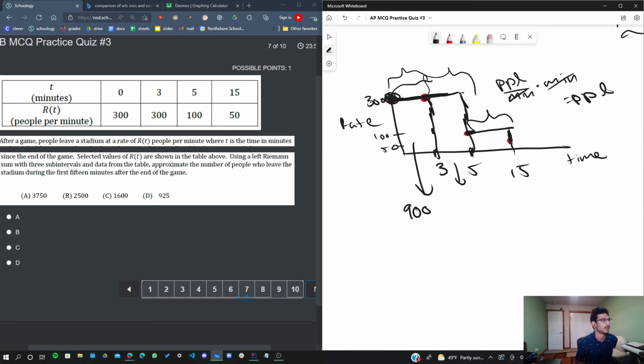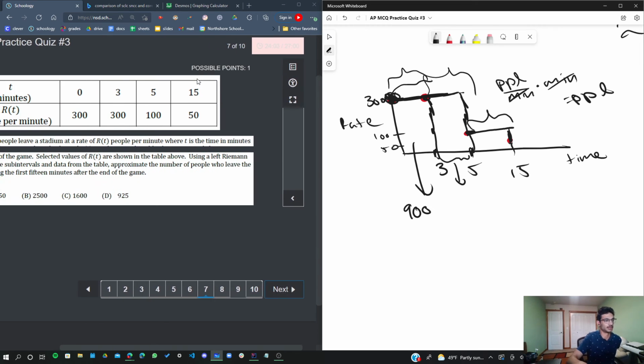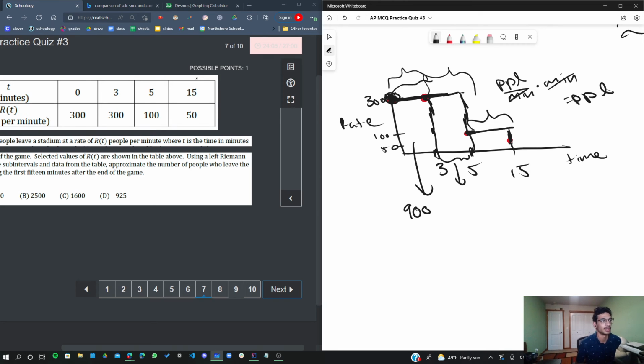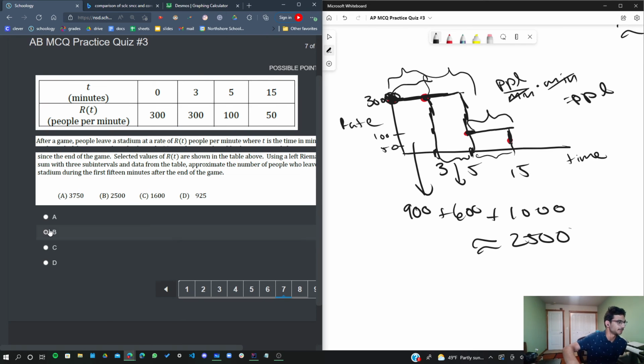And then the same thing from three, this is another 2 minutes times, okay, I'm almost out of time. That's good. Good to know. So then in 2 minutes from 3 to 5, there's 300 people leaving per minute. So 300 times two, that's 600. And then over here, for another 10 minutes, we could say the people leaving at a rate of 100 per minute. So it's 100 times this 10, so that's going to be another 1,000. So in total, it's going to be 900 plus 600 plus 1,000, which is roughly 2,500 people who left the stadium. So that is going to be B.